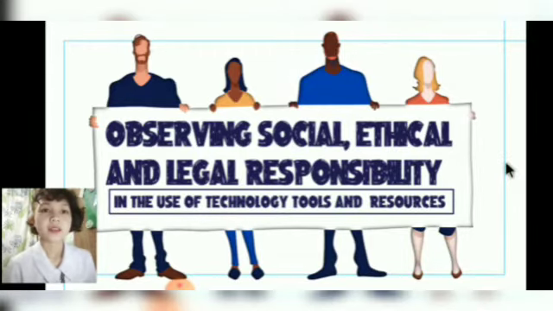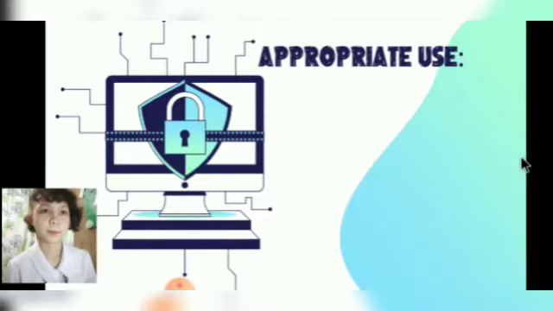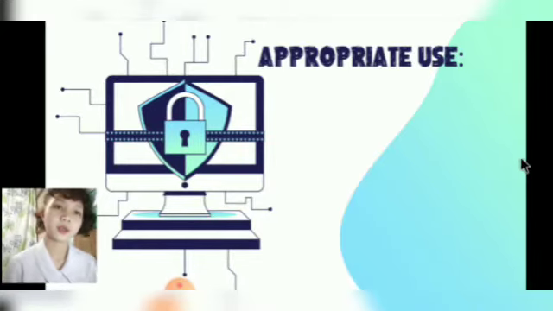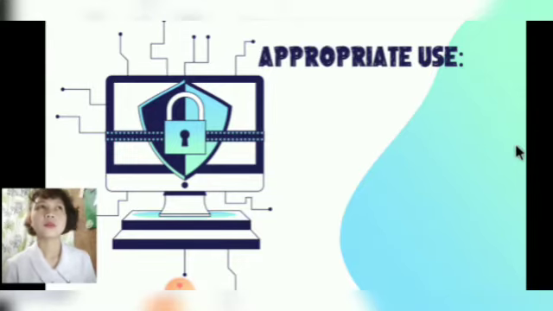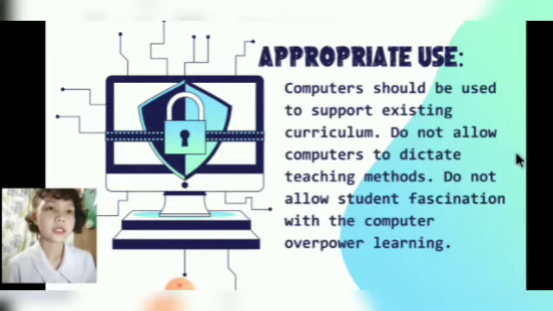And now, here's the title of our report this day. Topic 5, observing social, ethical, and legal responsibilities in the use of technology tools and resources. Appropriate use. These are the appropriate uses in terms of technology: computers should be used to support the existing curriculum.